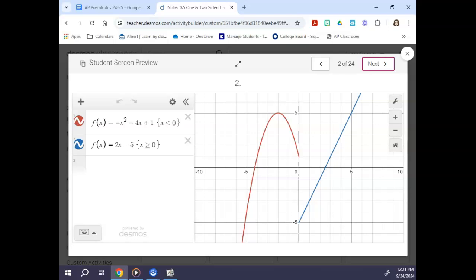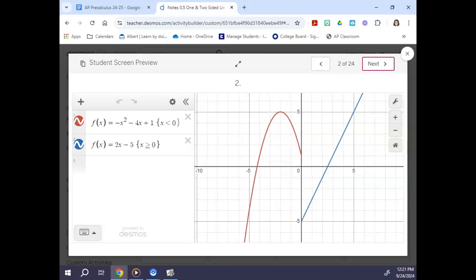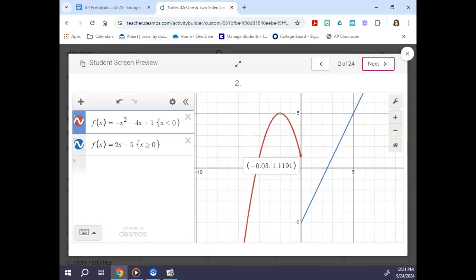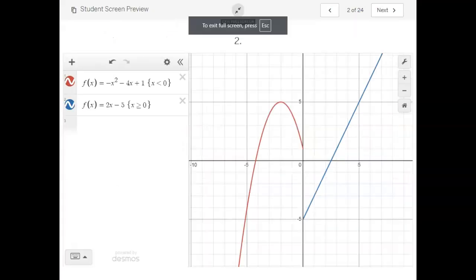The limit as x approaches 0 from the left. As x is approaching 0 from the left, what is y approaching? 1. And as x approaches 0 from the right, what is y approaching? -5. Okay, you see how that works? And it really is that easy. There's no trick to this. I know sometimes you're like, all right, but what is it really?